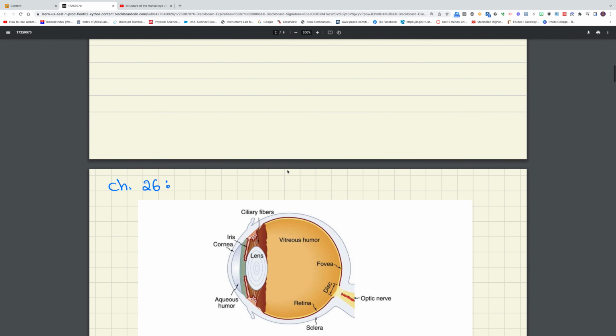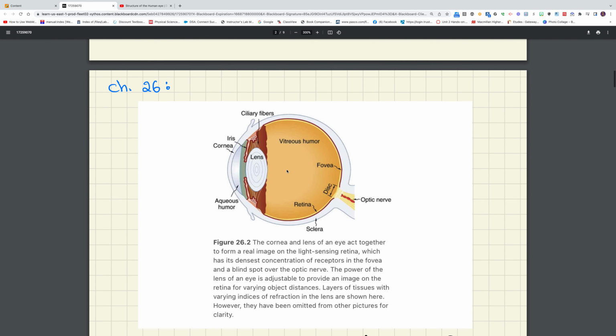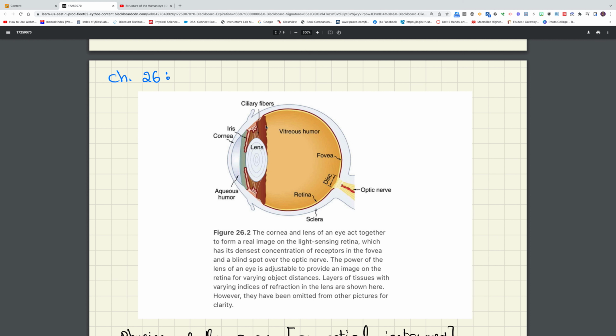Now, the first thing is here. I'm going to mention mostly the most important parts: the cornea here, the lens, the aqueous humor here, and the vitreous humor, fovea, and the optic nerve, and the retina. These are the most important parts for us at this stage.